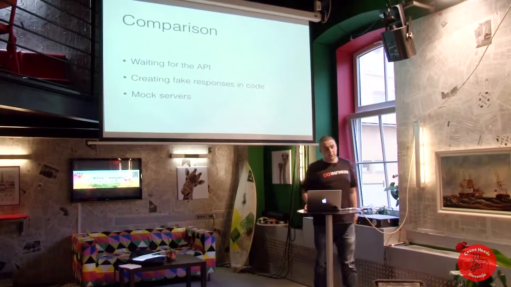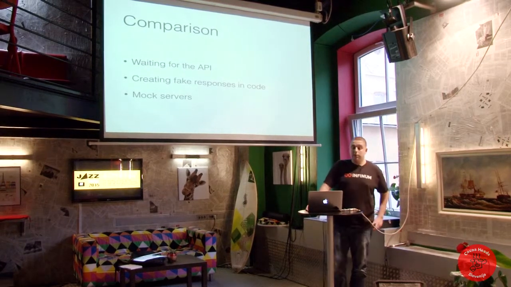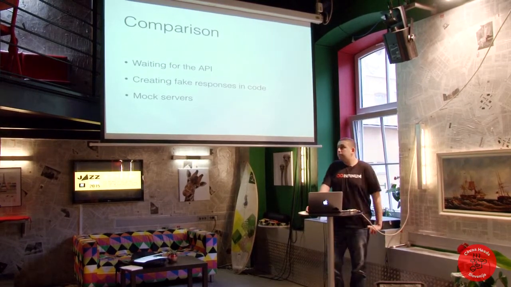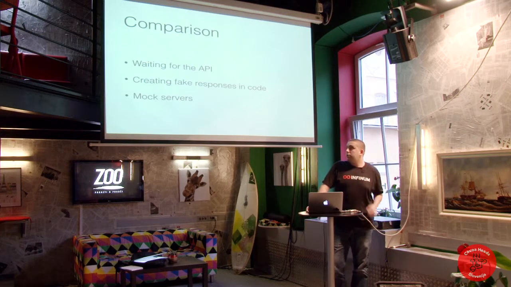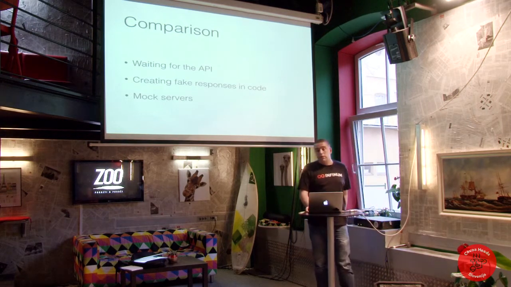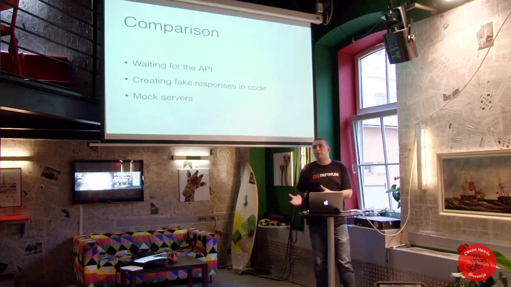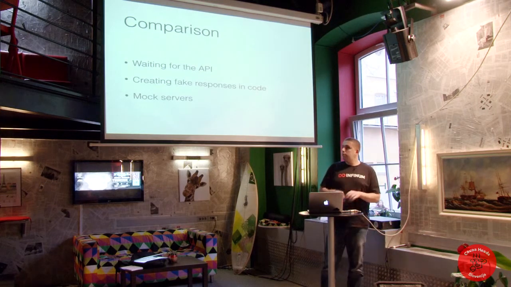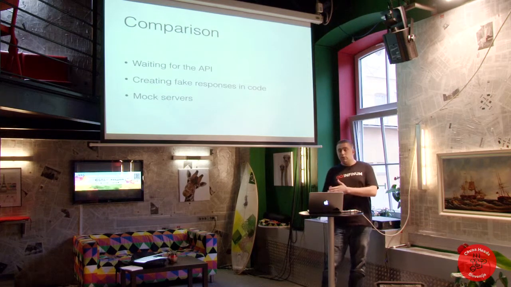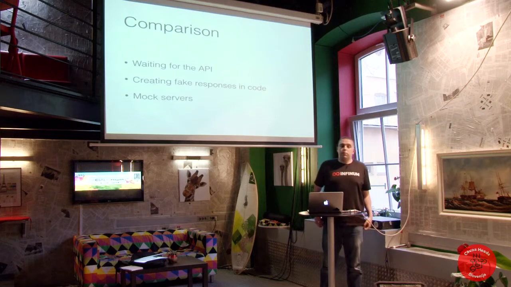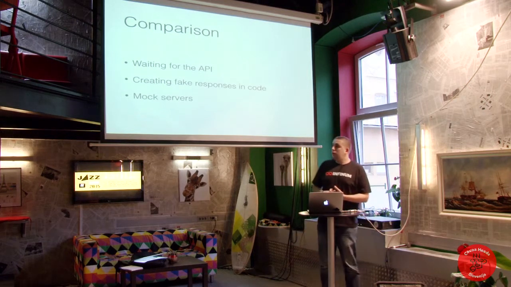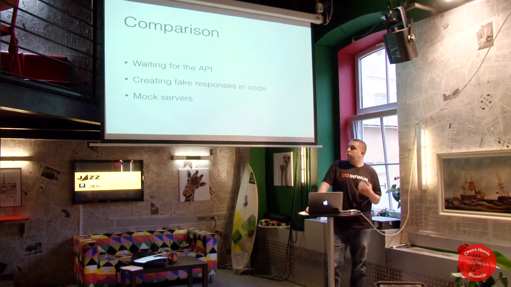Next thing is the comparison with the rest of the alternatives. The first one is waiting for the actual API, which is not really a good option. The second one is creating fake responses in the code, basically creating your own implementation of the interactor, but changing the scenarios in the code. This is a good solution while you're developing, but it's not really good because you have to rebuild your whole project every time you want to change a parameter.